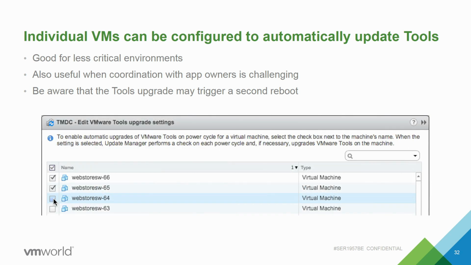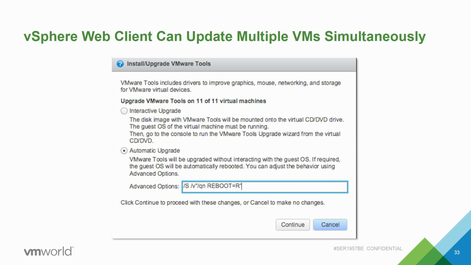Now, there's another way to check those boxes. You don't have to go around to every single VM and edit the configuration one by one. If you have Update Manager available, this is one of the things Update Manager allows you to do: use the interface there to check all the boxes at once.